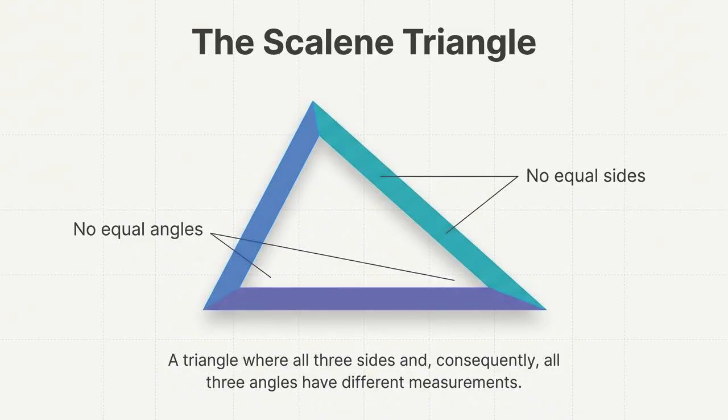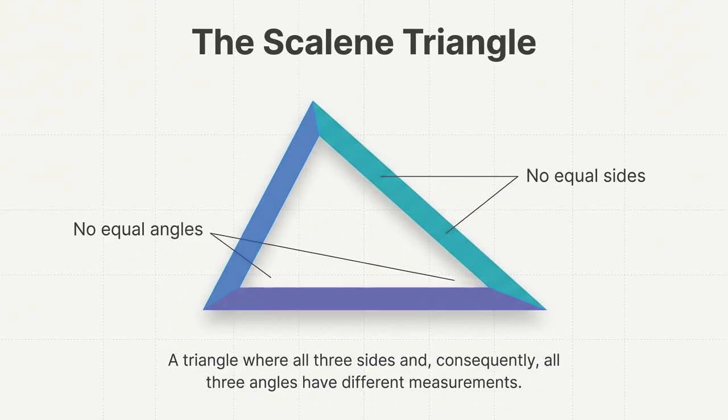First up, we've got the scalene triangle. You can kind of think of this one as the non-conformist of the triangle world. The rule here is super simple. None of its three sides are the same length at all. So the big thing to remember for a scalene triangle is just this: 0 equal sides. Every side is its own unique length. Simple as that.